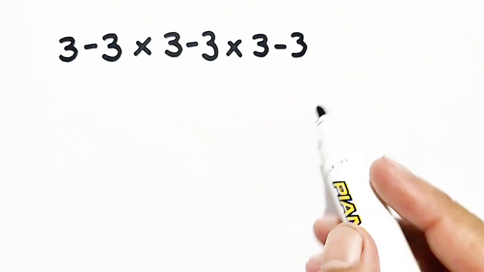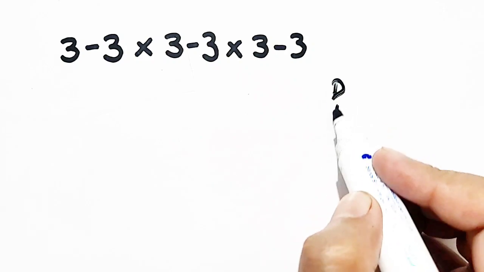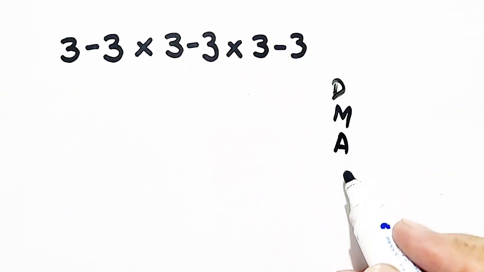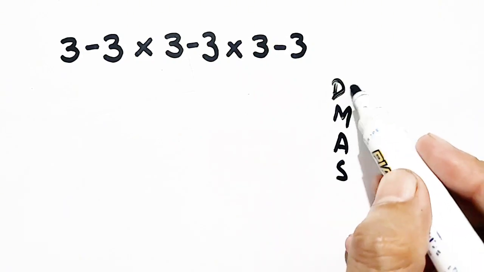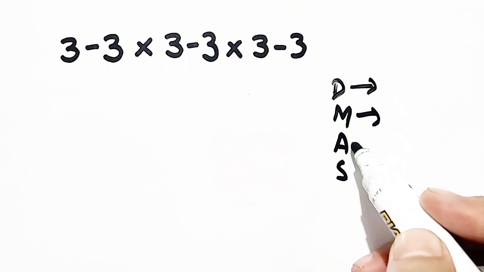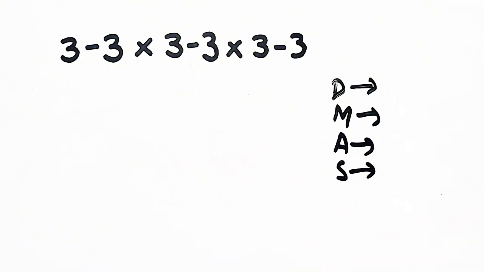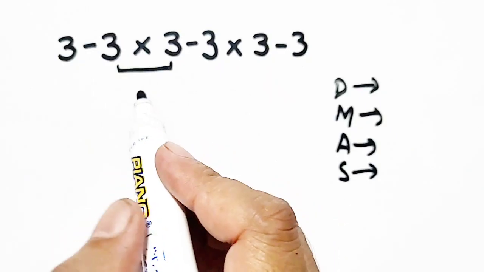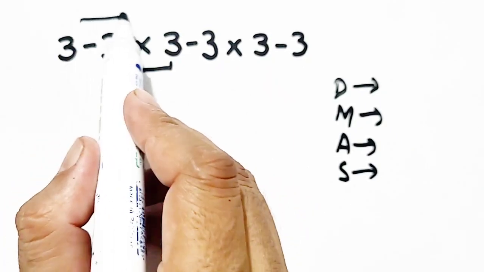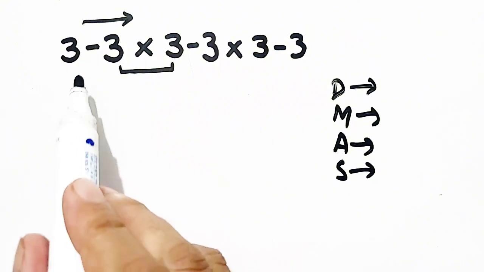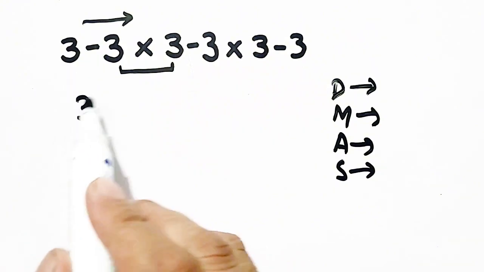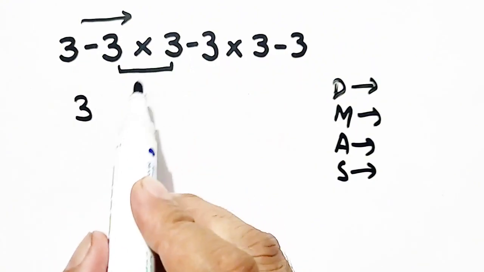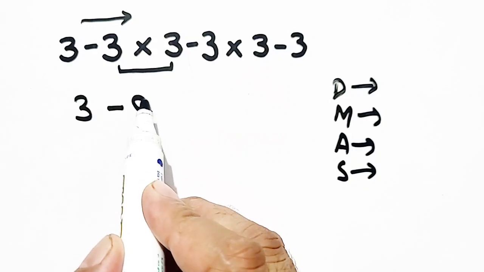So according to the DMS rule, first of all division, then multiplication, then addition, then subtraction will be solved. So here is multiplication, and we have to move from left to right. So 3 as it is, minus 3 times 3 will be equal to minus 9.